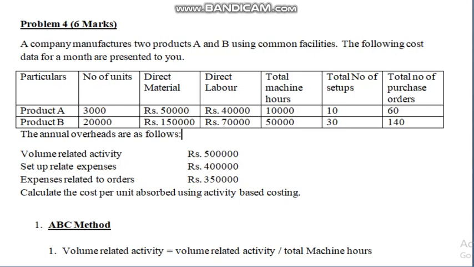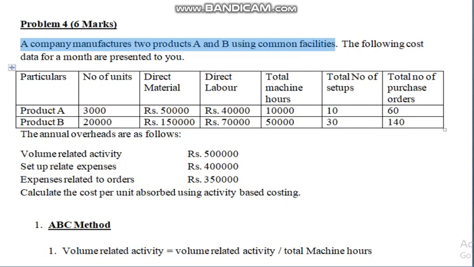In this video I'm going to explain the ABC costing 6 marks problem, and this is the last problem in 6 marks. Let's go through the problem. A company manufactures two products, that is A and B, using common facilities, and the following information is given to calculate the cost per unit under activity based costing.